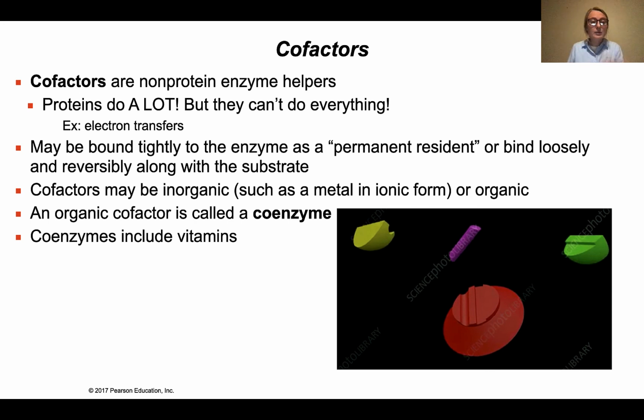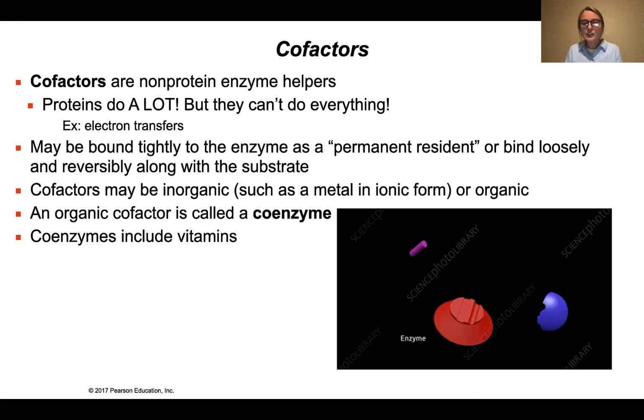So there are some cofactors that are inorganic, such as a metal, like, for example, iron. Y'all know I can't say that word. Iron, an iron ion. Or these cofactors could be organic. And if they're organic, they are called coenzymes. There are lots of different types of coenzymes, some of which we will talk about, but just know that coenzymes include vitamins.